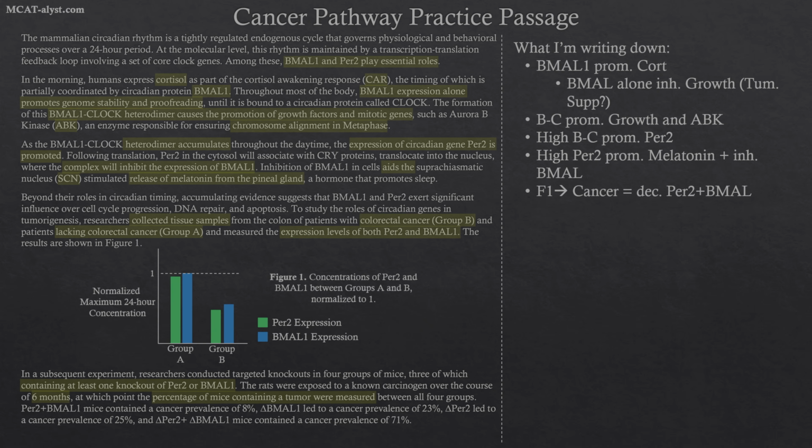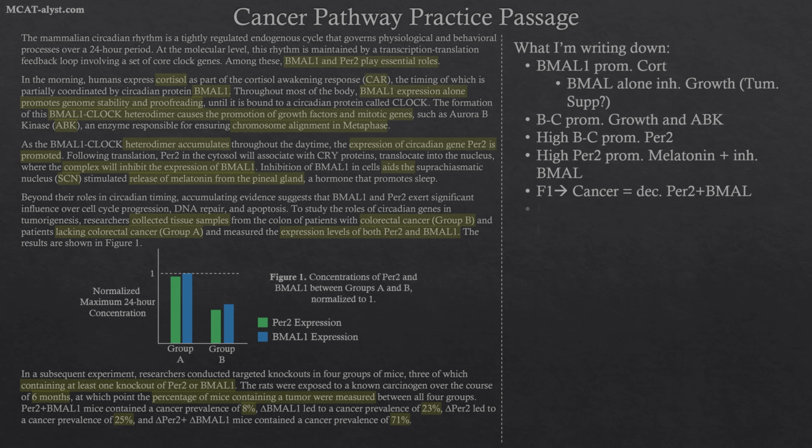So mice that contained both PER2 and BMAL1 had a cancer prevalence of 8%. If you knocked out, that's what that symbol means. That little delta symbol means a knockout. If you knock out BMAL1, that led to a cancer prevalence of 23%. If you knock out PER2, that leads to a cancer prevalence of 25%. And then if you knock out both, that leads to a cancer prevalence of 71%.